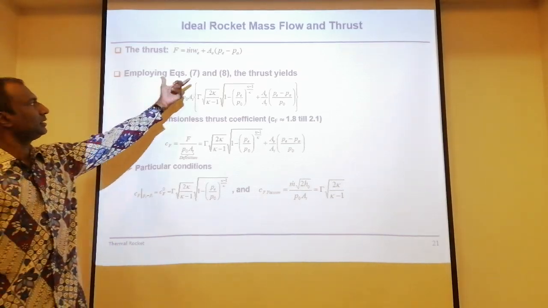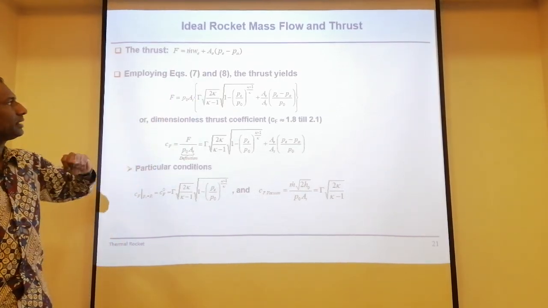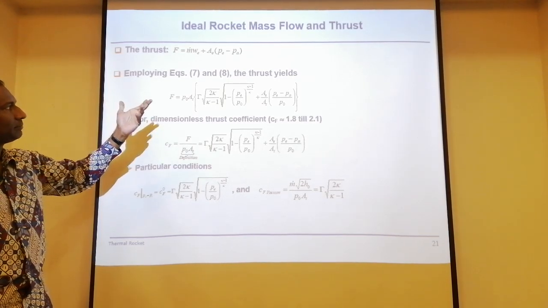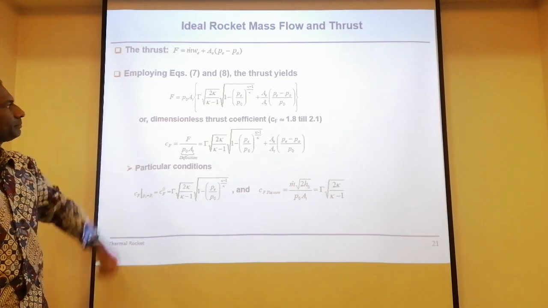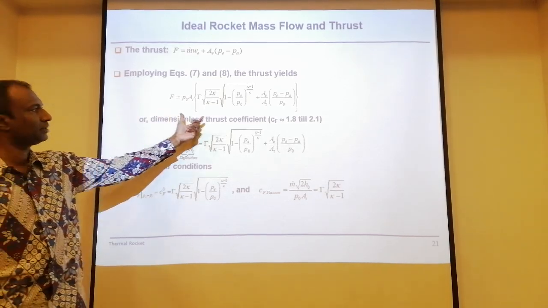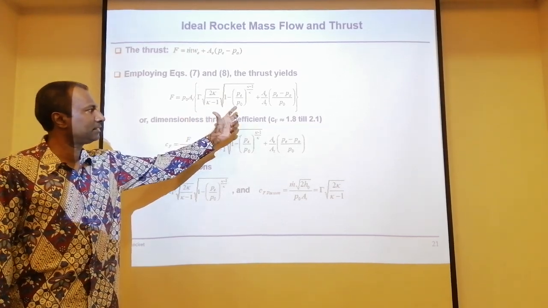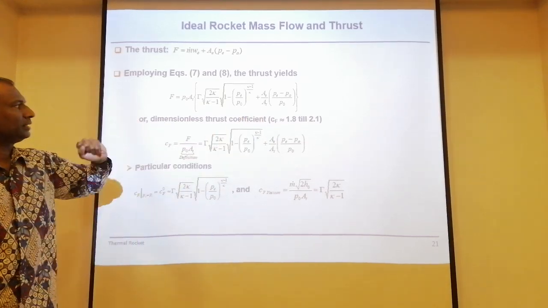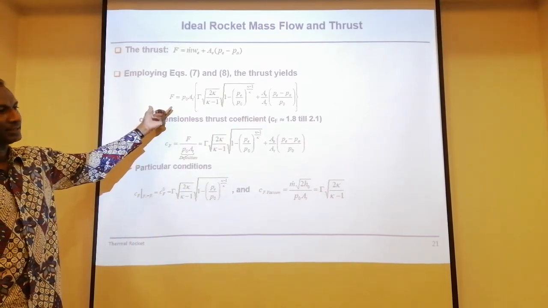Okay, this will be the thrust, m dot WE, AE, then exit pressure over the atmospheric pressure. Now employing 7 and 8, so basically the thrust yields again a beautiful formulation with the kappa and the pressure ratio, the surface ratio. Okay, then you should be able to actually calculate the exact thrust.